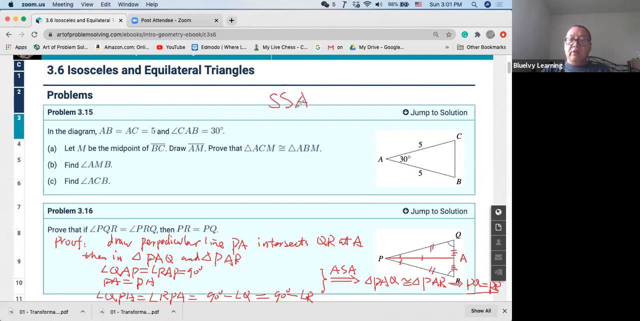Then what you get is SSA. We already learned in the previous section that this is not a valid theorem. You cannot use it to get these two triangles congruent. You have this side shared, and this side equals this side, that's fine, but this angle is not formed by these two sides, it's another angle. This one is not a valid theorem. We already showed you last section.